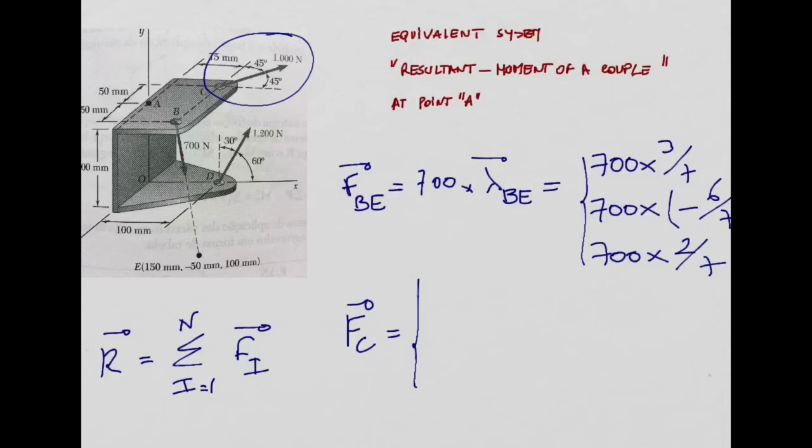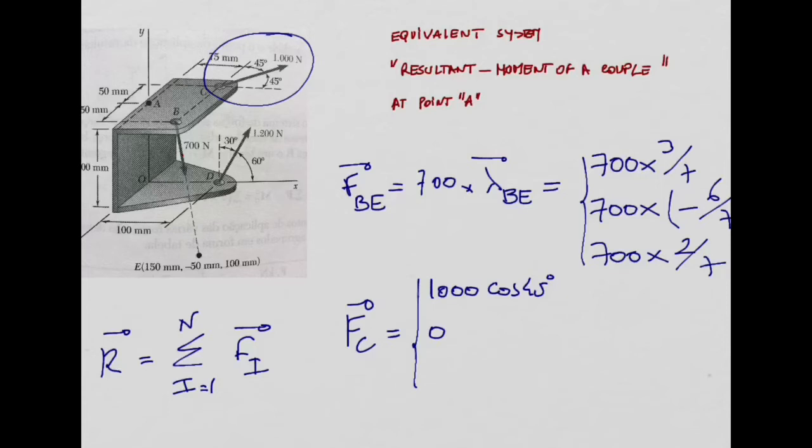For example, x component of FC, you tell me, how much do you think it is? X component of FC. 1,000 cosine 45 degrees. You all agree with this? Yes, very good. Now, y component? 0. Everybody understand y is 0? It's perpendicular to y, right? So the angle is 90 degrees. Cosine of 90 is 0. So y component is 0.